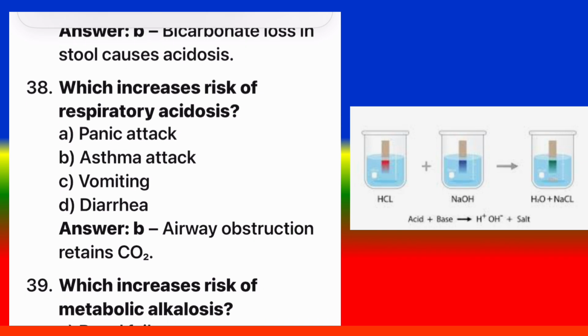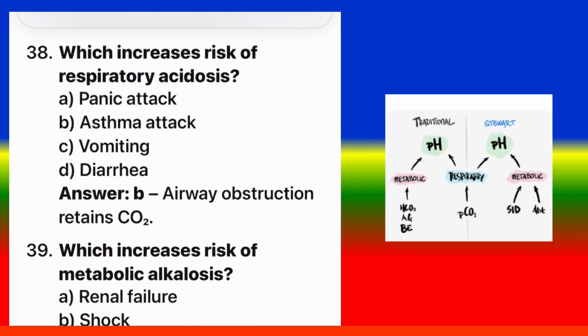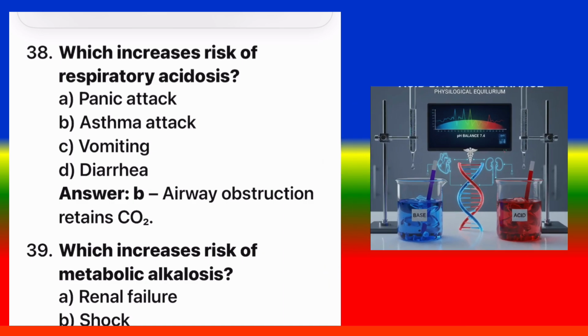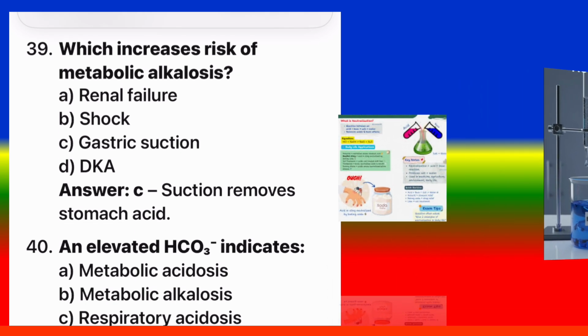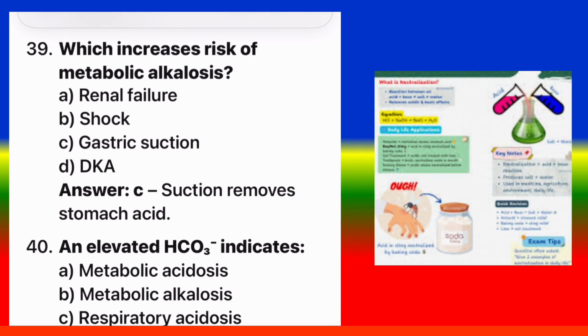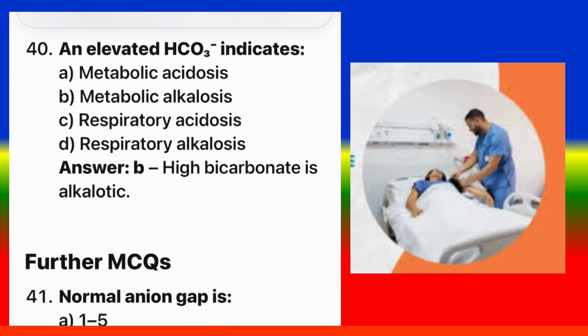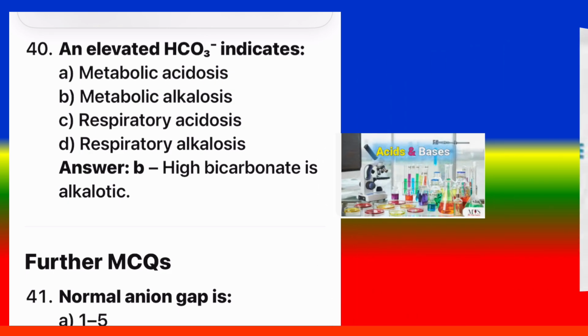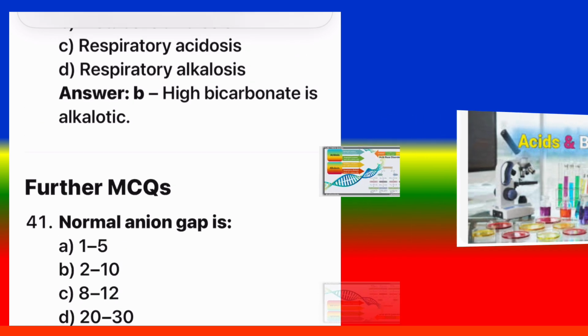38. Which increases risk of respiratory acidosis? A, panic attack, B, asthma attack, C, vomiting, D, diarrhea. Answer B, airway obstruction retains CO2. 39. Which increases risk of metabolic alkalosis? A, renal failure, B, shock, C, gastric suction, D, DKA. Answer C, suction removes stomach acid. 40. An elevated HCO3 indicates A, metabolic acidosis, B, metabolic alkalosis, C, respiratory acidosis, D, respiratory alkalosis. Answer B, high bicarbonate is alkalotic.